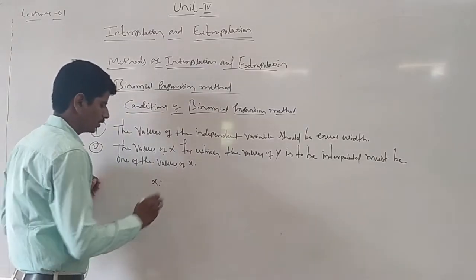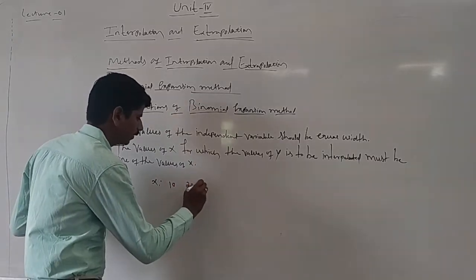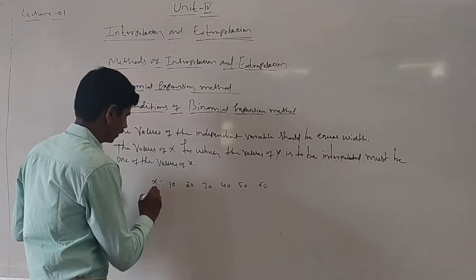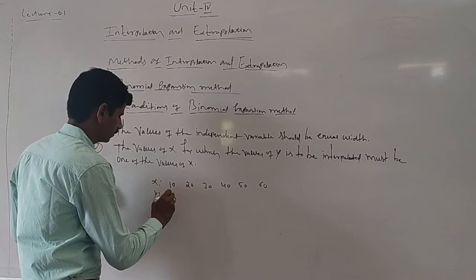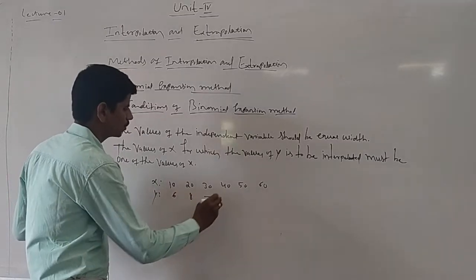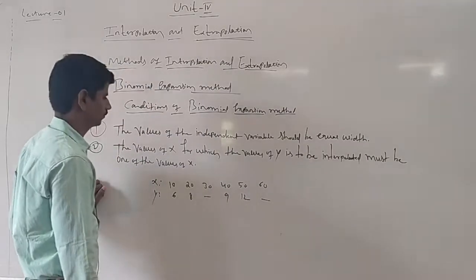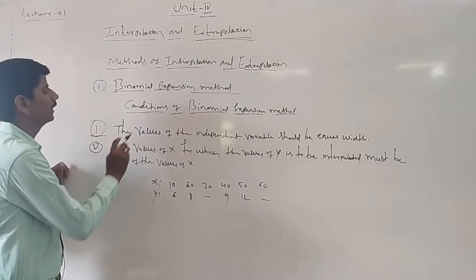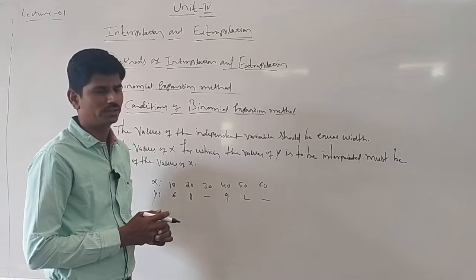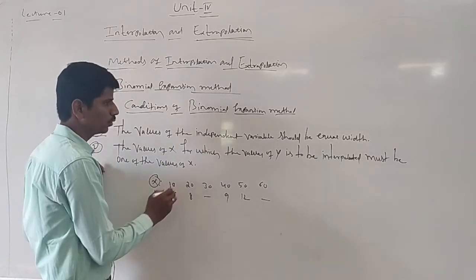Here x takes the values 10, 20, 30, 40, 50, 60, with respect to y values 6, 8, dash, 9, 12, dash. Here what is the first condition? The values of the independent variable should be of equal width. Here x is independent.